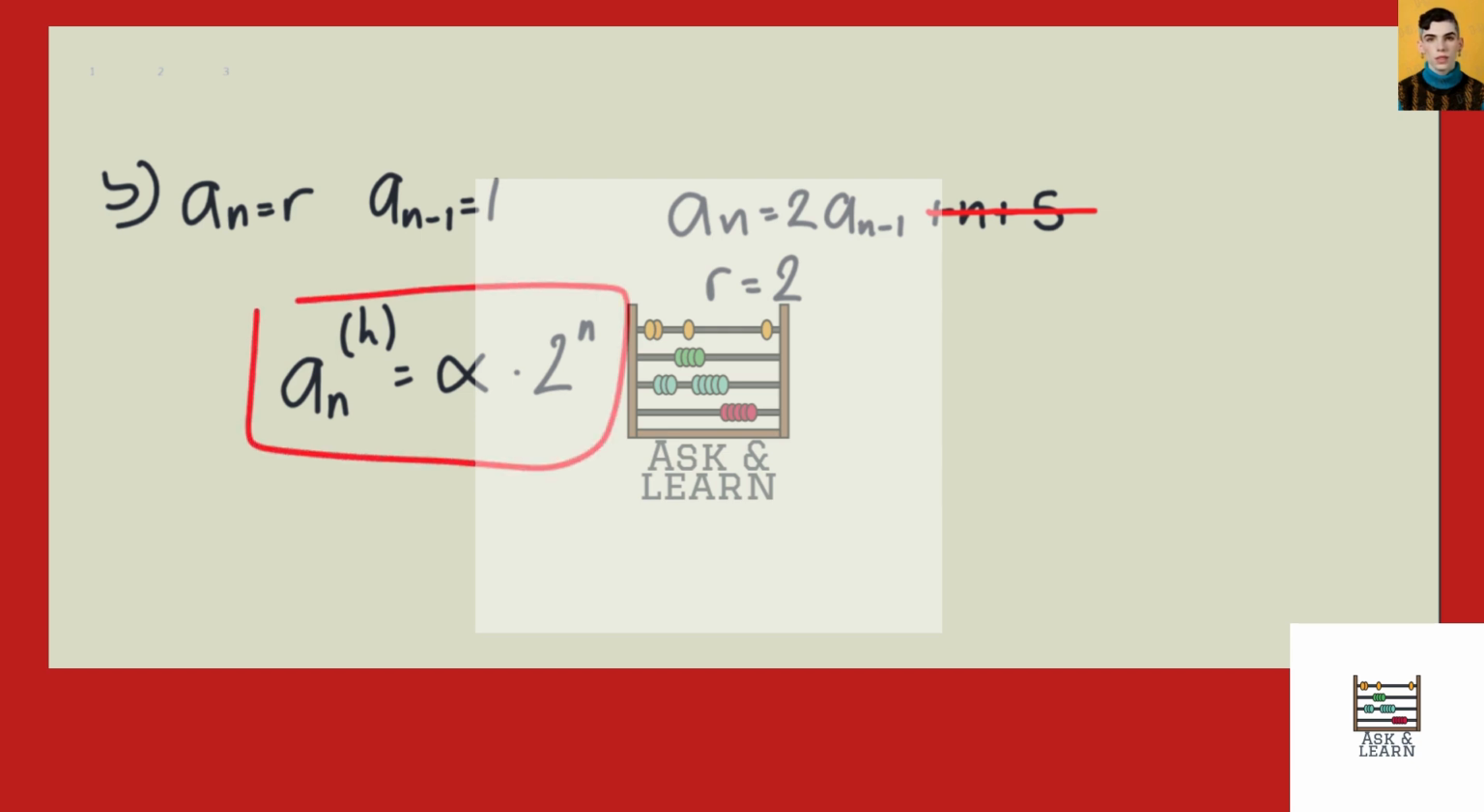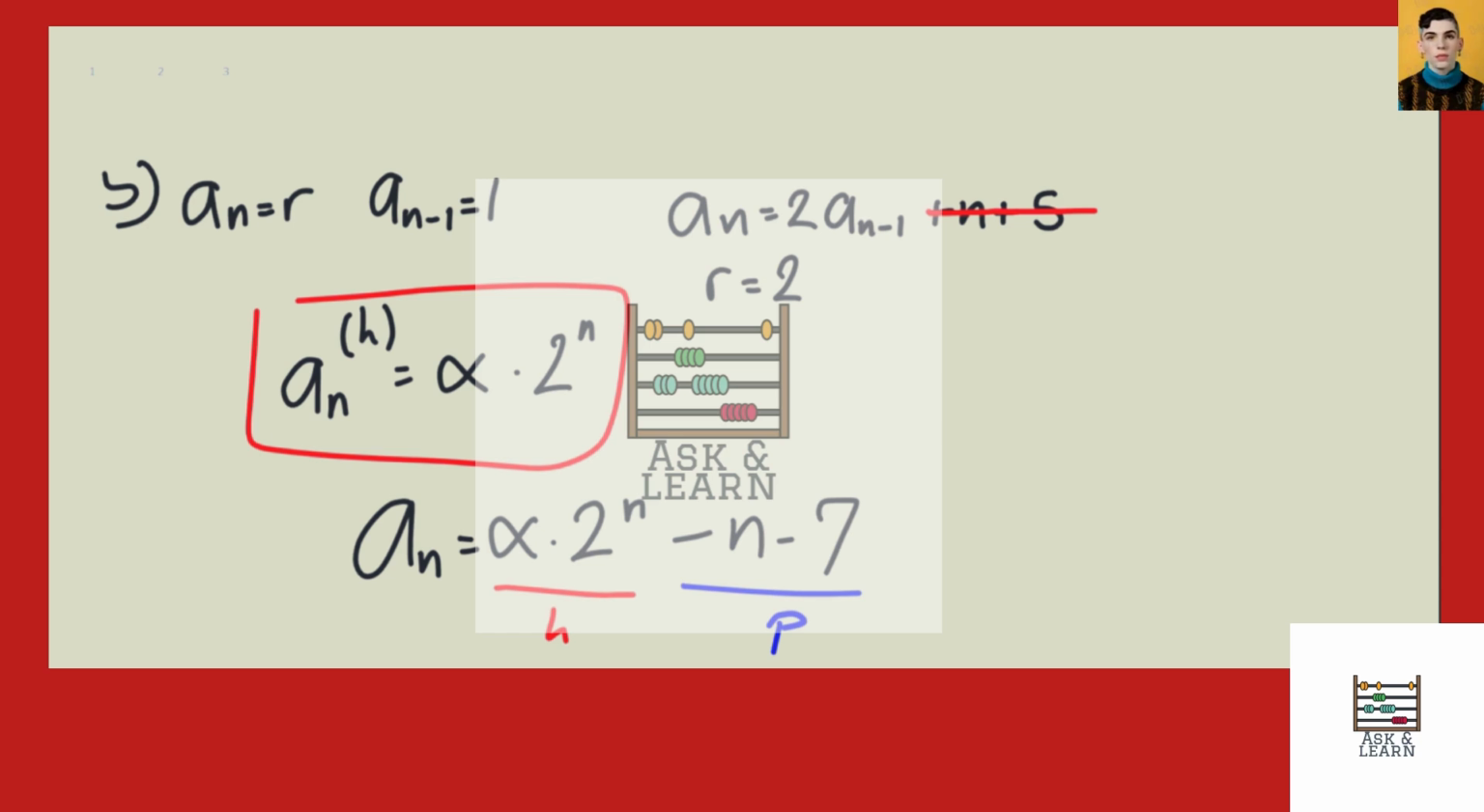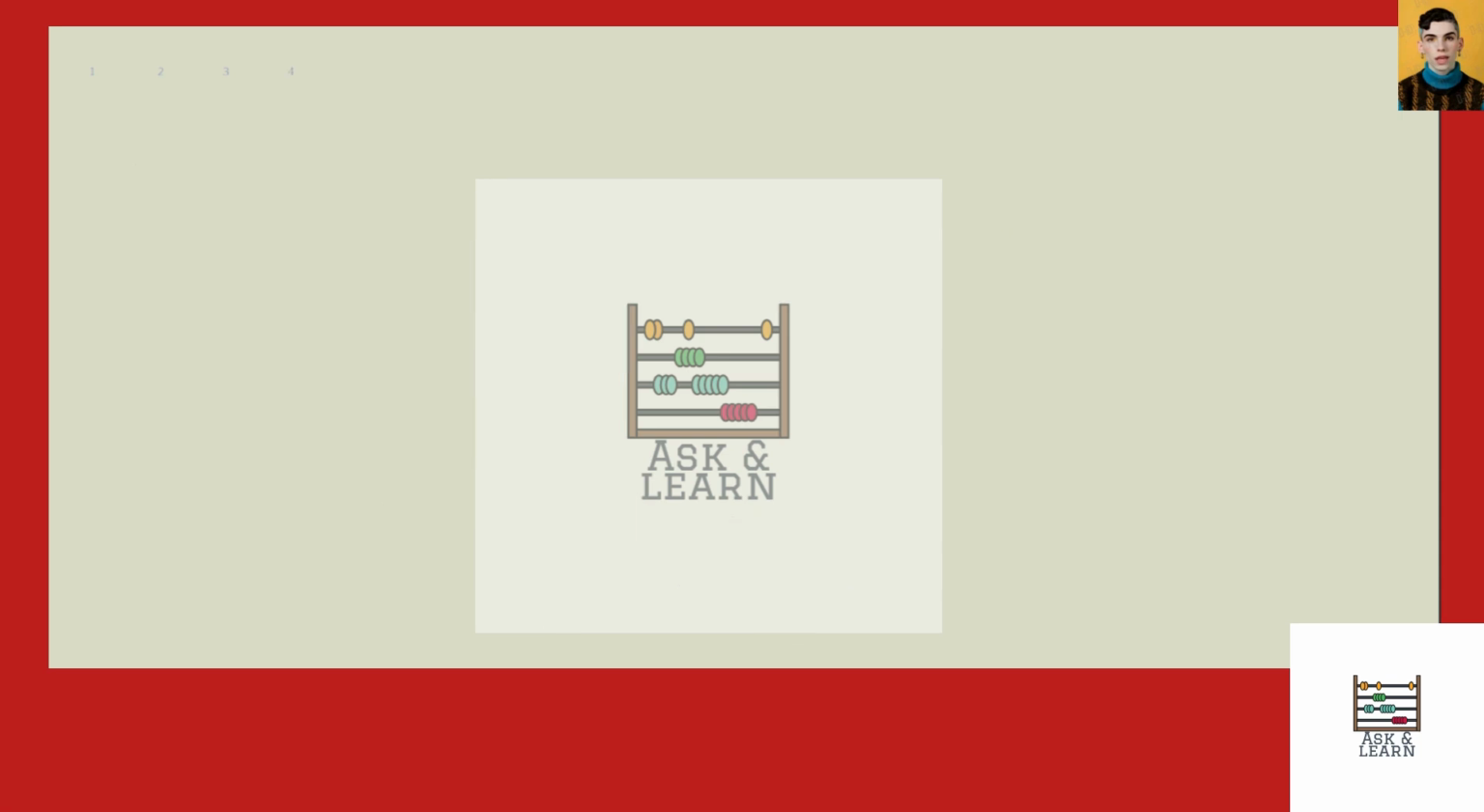To get the full solution, we want to add the particular solution from part A. So that means a_n is equal to alpha times 2 to the power of n minus n minus 7. Here we have the homogeneous portion and then the particular solution from part A. So that was part B.